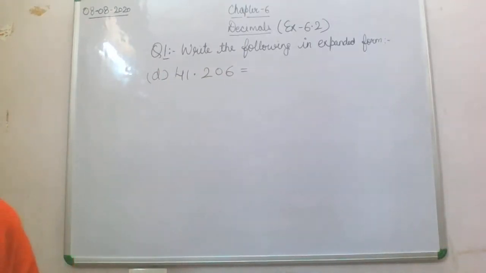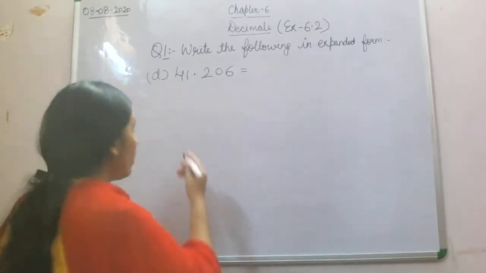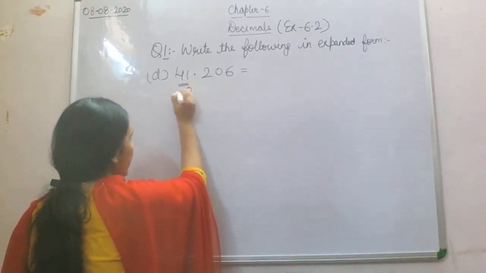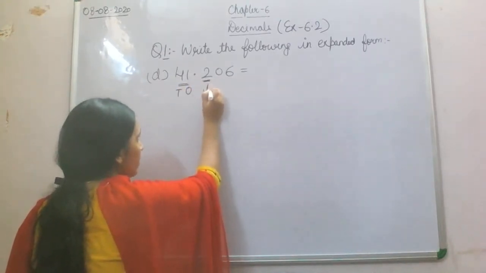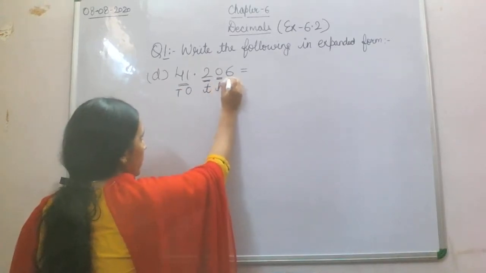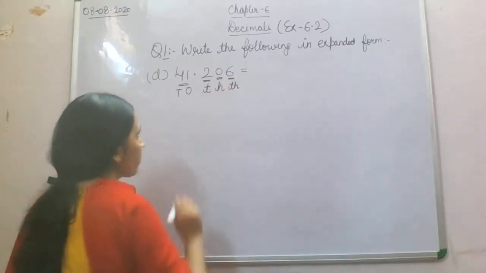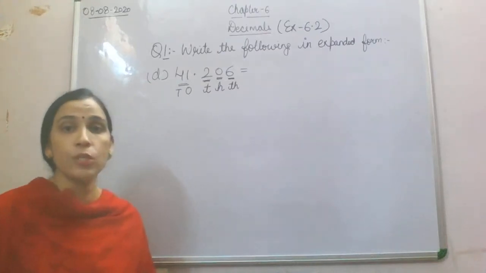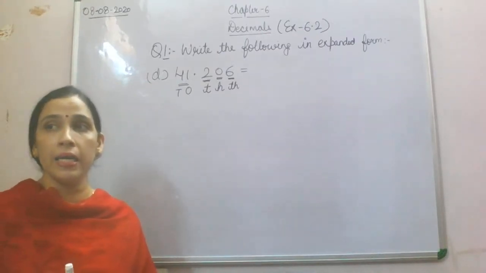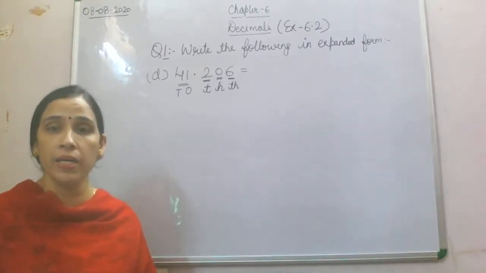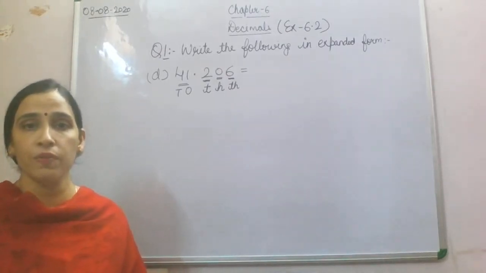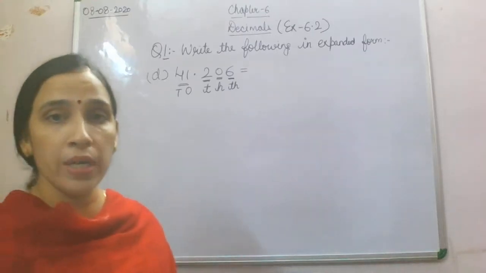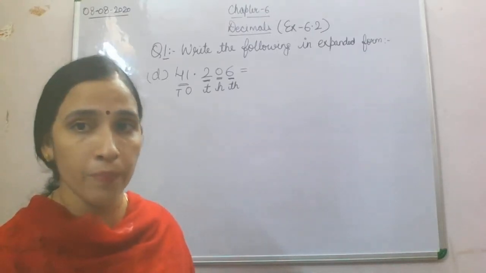41.206. As you can see in this question, 41.206 means 41 is the whole number part. 41 is the whole number part, ones and tens, and this will be your decimal part, tenths, hundredths and thousandths. It means the tenths place is going to be divided by 10, the hundredths place is going to be divided by 100, and the thousandths place is going to be divided by 1000. So we'll keep on dividing and then we will write it in decimal form.